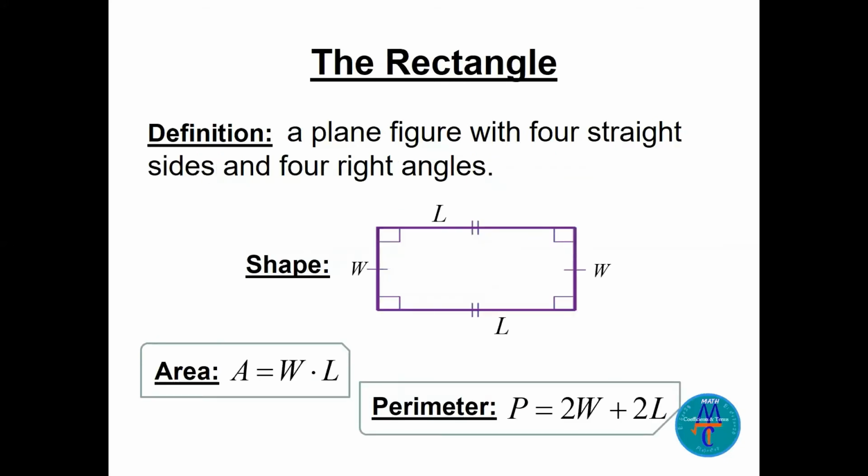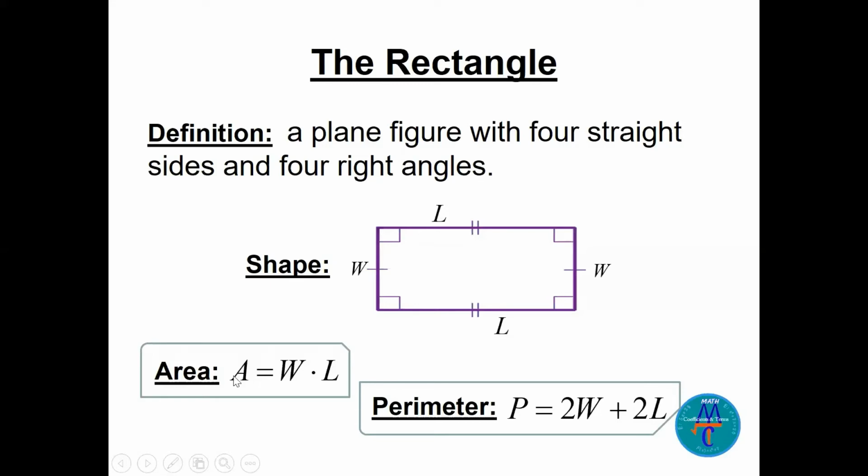Rectangle. This is the shape of a rectangle. A plane figure with 4 straight sides and 4 right angles. But these sides are not equal like the square. This is equal to this. So let's call it W and W. We can say maybe W is like width. All right. And this is the length. This side is parallel to this side, and they are also equal. So let's call it L and L.